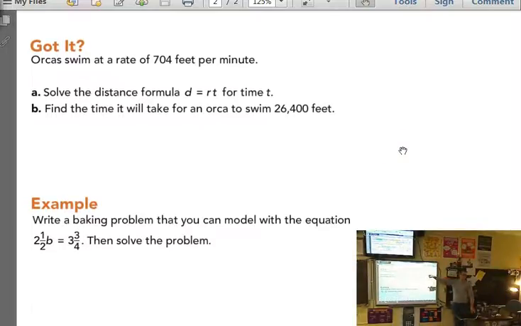Try this one. Orca whales. Pretty sweet. Not that huge compared to some of the other whales. They swim at a rate. Now you're given the rate of 704 feet per minute. Ooh, pay attention to your units. How long will it take to swim a distance of 26,400 feet? Fortunately, in the same units.